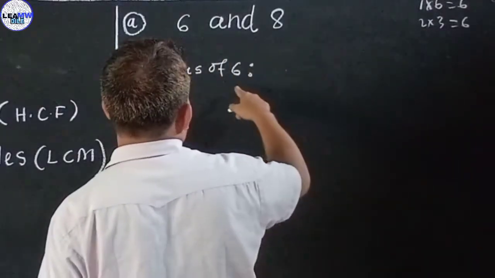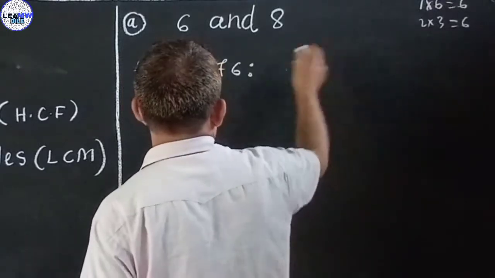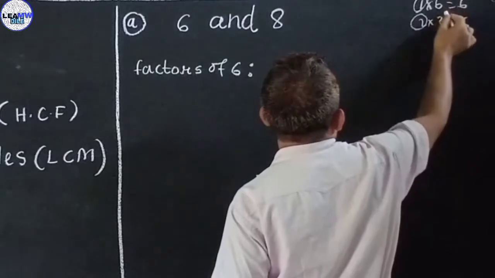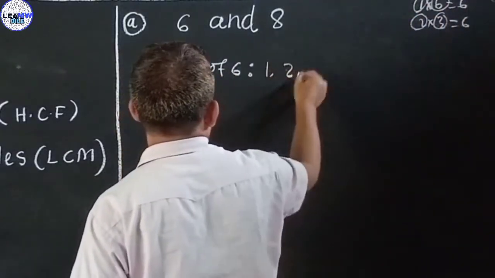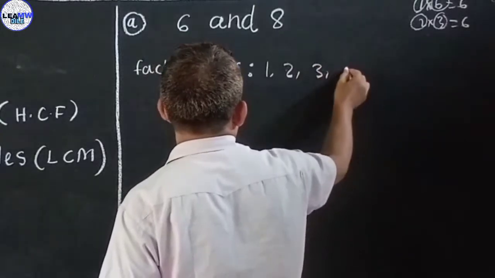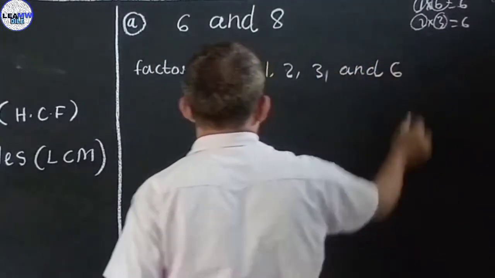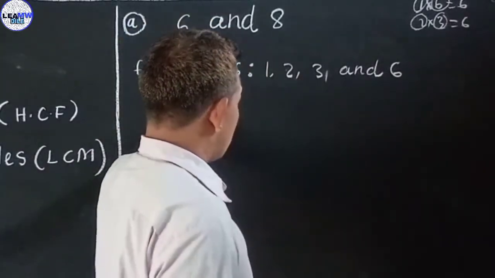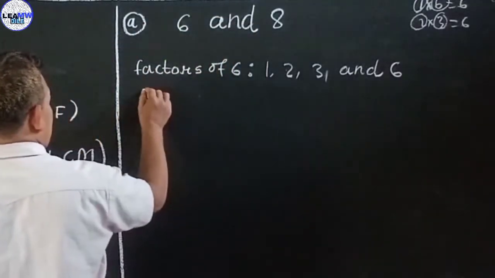That means the factors of 6 are 1, 2, 3 and 6. So these four numbers are the factors of 6. Okay, now find the factors of 8.